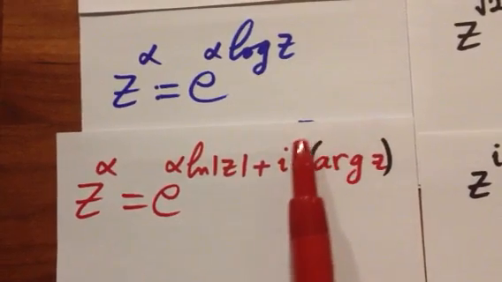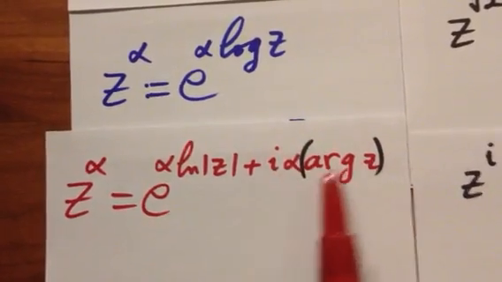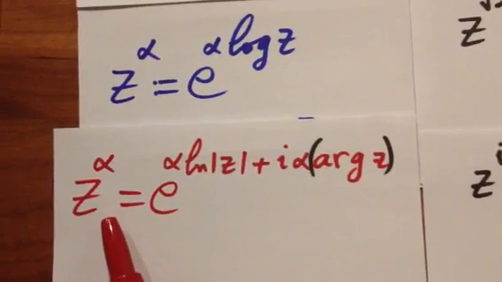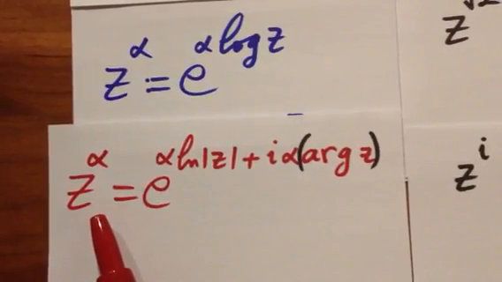Now, in the irrational case, this argument would have infinitely many values. That's the argument of z to the alpha. That's why z to the alpha has infinitely many values.